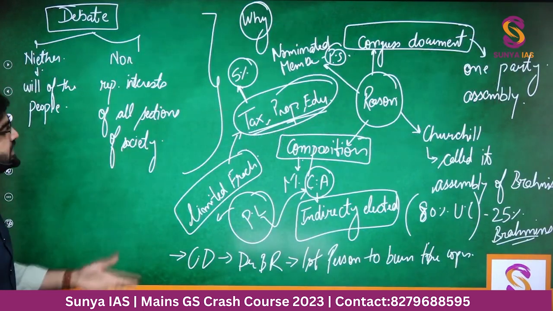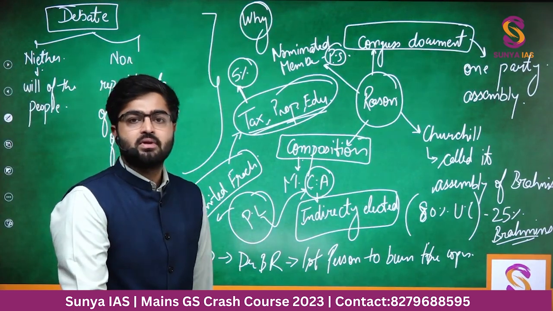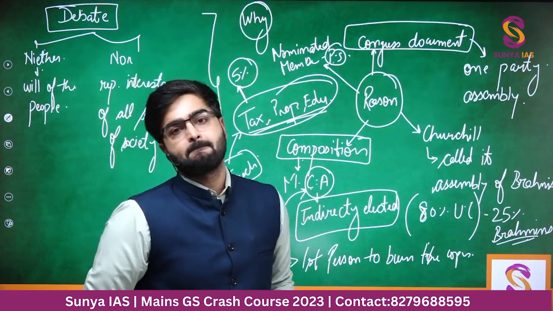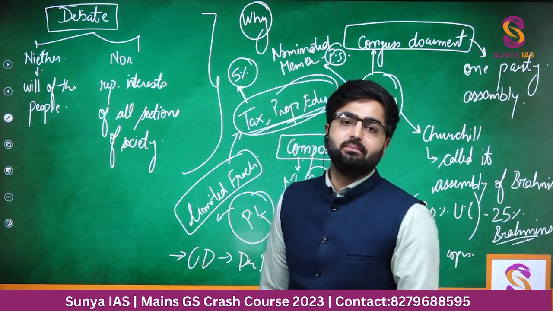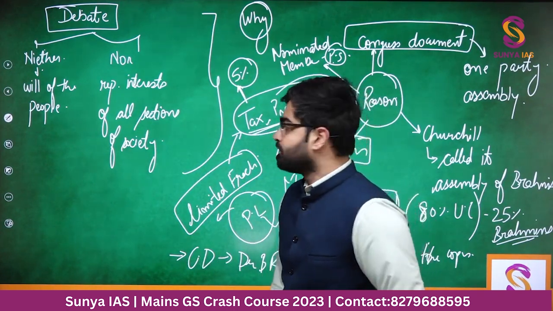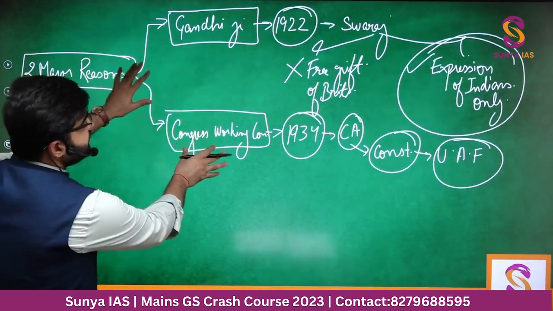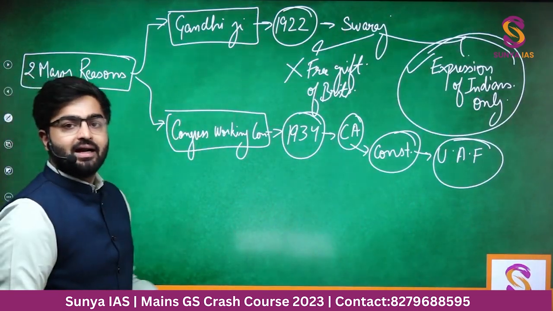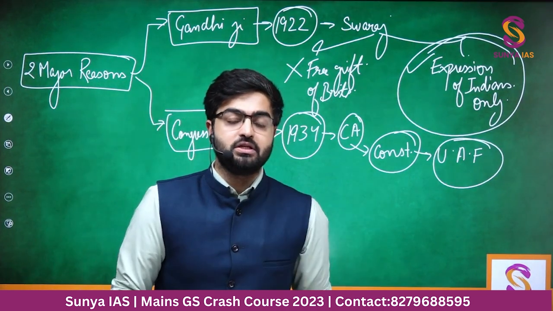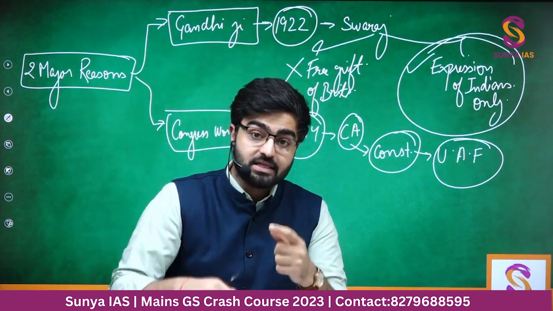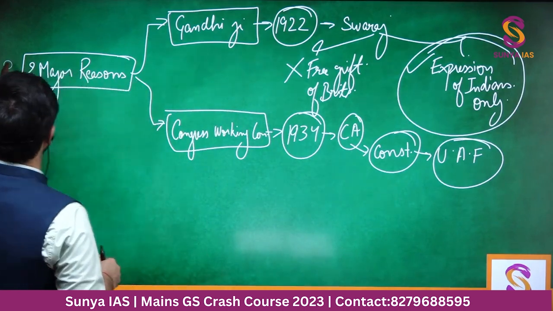Instead, what has happened? These are the reasons. And hence they questioned the credibility of the Constituent Assembly. Now, this is their argument. Why are they thinking like this? Because of these two reasons. And then they cite what actually happened. These were the reasons why that happened. And now let's see what actually happened, which aggrieved them.